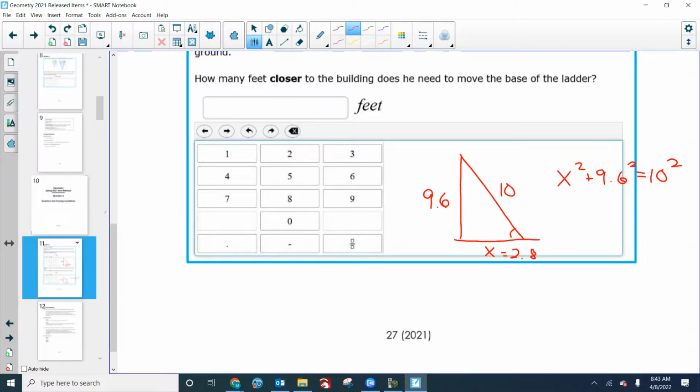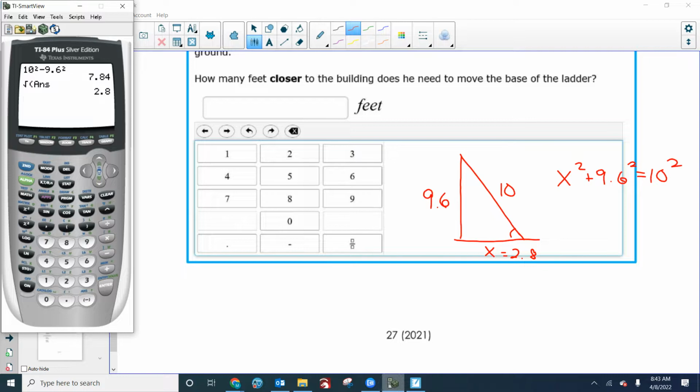So then I take 4.2 minus the answer of 2.8, and I get 1.4 feet closer to the wall. It moved 1.4 feet closer to the wall. Does that make sense? That's how far it was in part A.